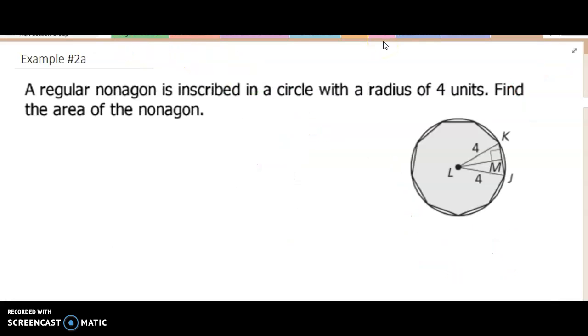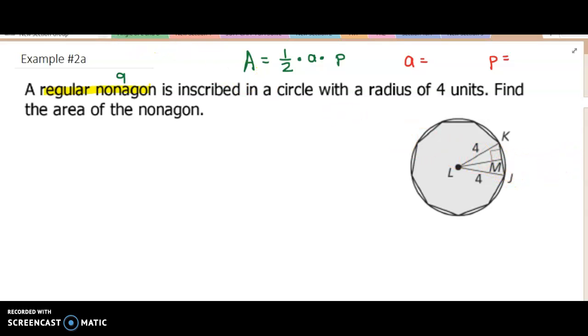Let's look at example 2a. This is a regular nonagon, and if you remember, nonagons have 9 sides. It's inscribed in a circle with a radius of 4 units. Find the area of the nonagon. It's a regular nonagon, so I can find the area as 1/2 times apothem times the perimeter. Now if I can find the apothem and the perimeter, all I have to do is plug it in. But it's a little more difficult than it sounds.